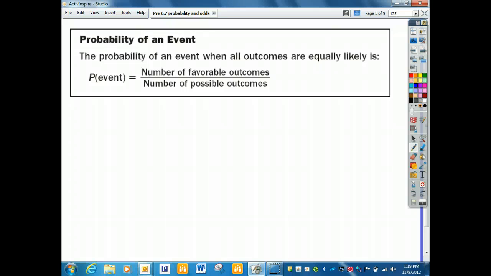Now, the first part here they talk about is the probability of an event when all outcomes are equally likely. So that means a probability that I draw one of your names out of a hat. How many in this classroom? What do we have? 23 in this group? So the probability of me drawing Sterling's name out of a hat is what out of 23?